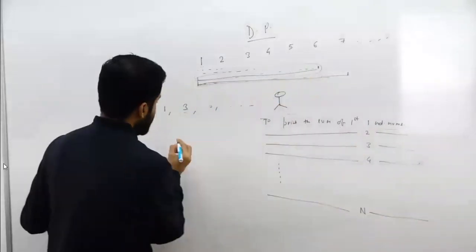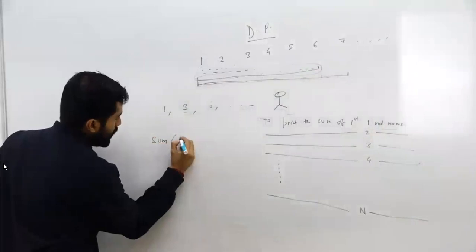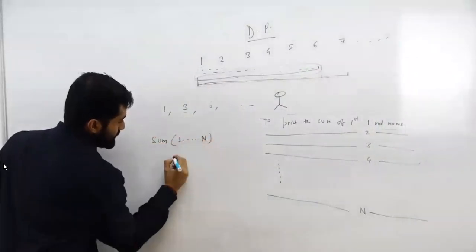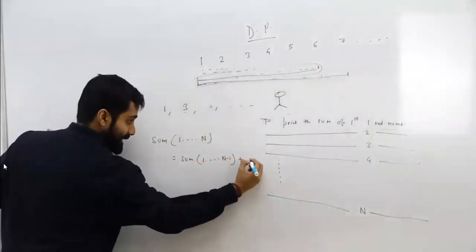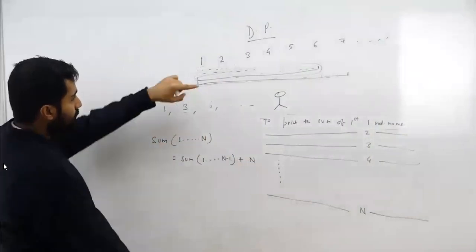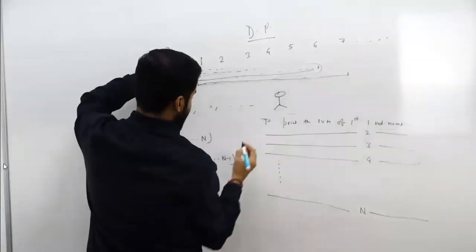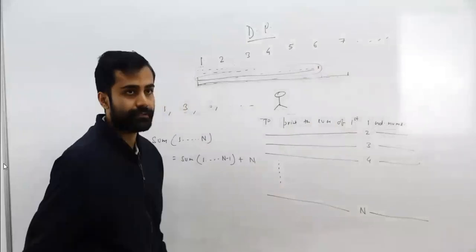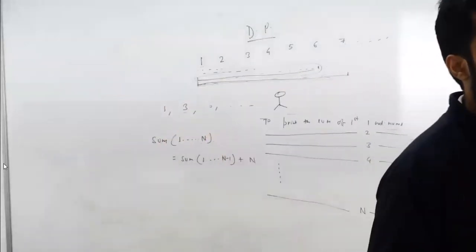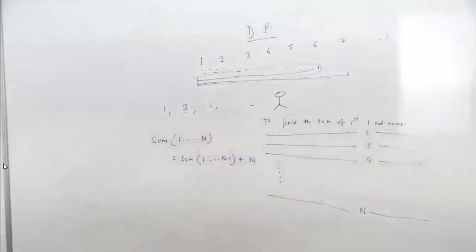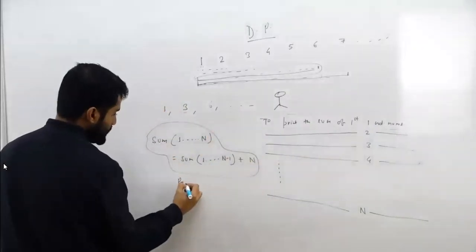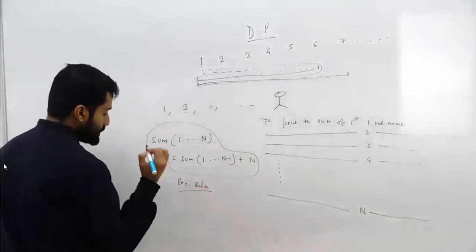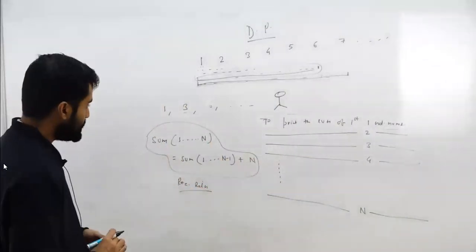Similarly, you can say that sum from 1 to n is equal to sum from 1 to n minus 1 plus n. Like if I know the sum from 1 to 6, I can just add a 7 to it and I'll get the answer. Is it making sense to everyone? Yes or no? Right? Now this thing again continues to be called your recurrence relation.